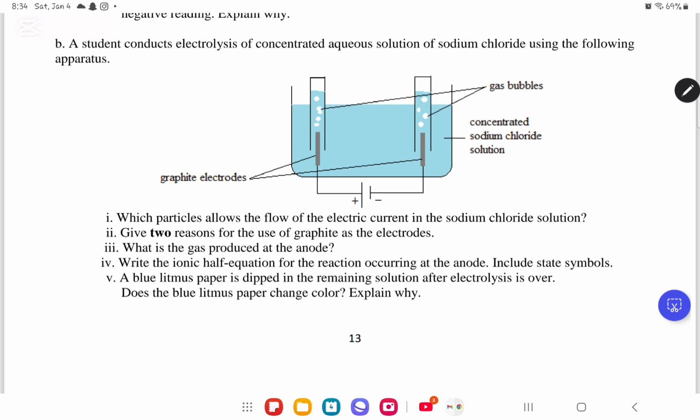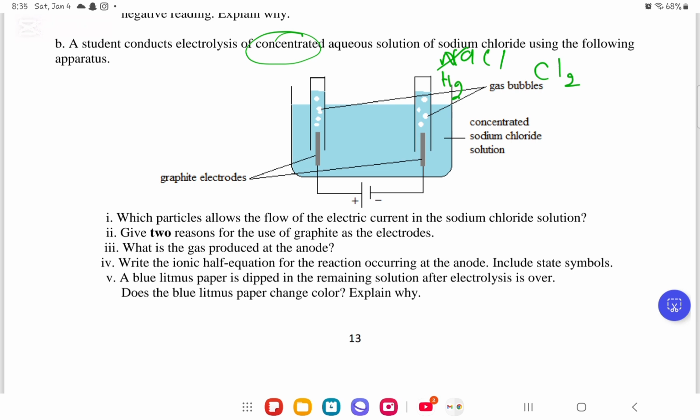Now, give 2 reasons for the use of graphite: graphite is inert and it also conducts electricity. Even though it's inert, it will not react. It doesn't have a charge, but it does conduct electricity. What is the gas produced at the anode? We know that we are talking about concentrated aqueous solution of NaCl. Na is not going to form. Instead, hydrogen H2 gas is going to form. However, Cl2 gas is also going to form. So the gas produced at the anode is chlorine gas.